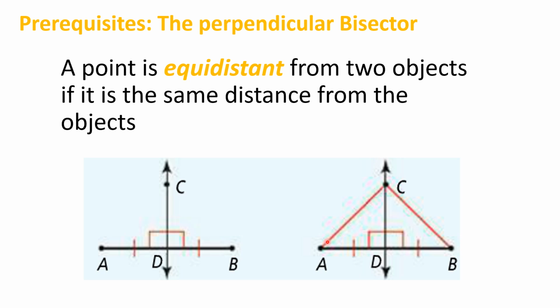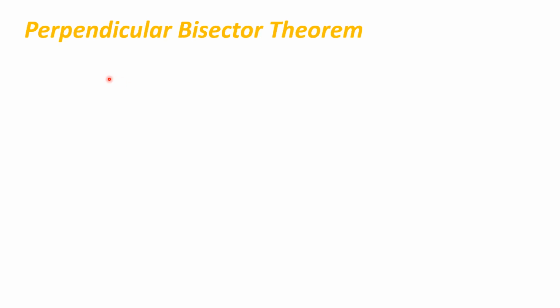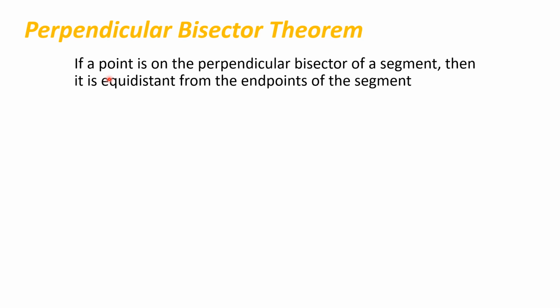Similarly here, AC is equal to BC. So we can say that C is equidistant from A and B. In other words, we can say that the point C is at equal distance from points A and B. So applying the perpendicular bisector theorem, it says that if a point is on the perpendicular bisector of a segment, then it is equidistant from the endpoints of the segment.